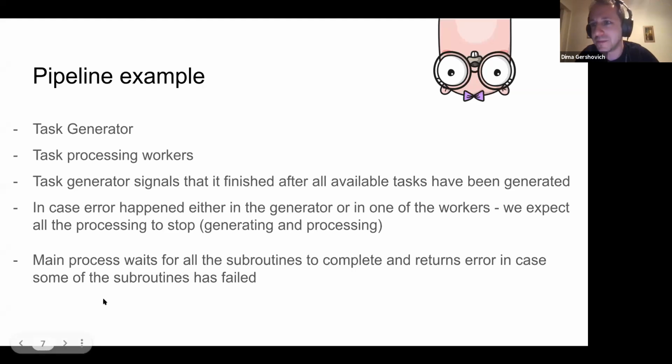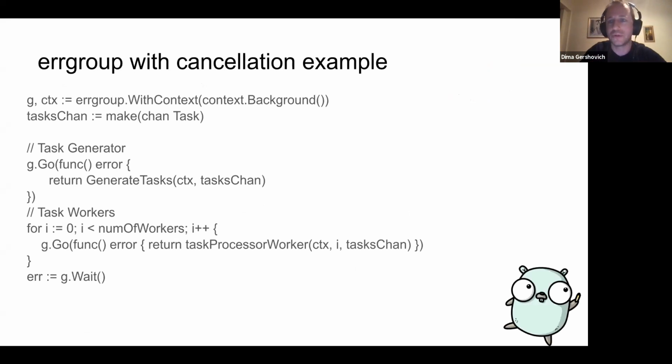So this can be implemented in regular Go, but the Errgroup provides a very elegant way to do it with minimal code. So how would we approach that? How would we implement that?